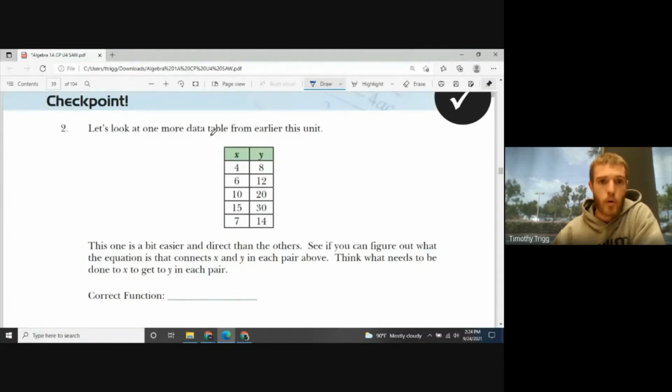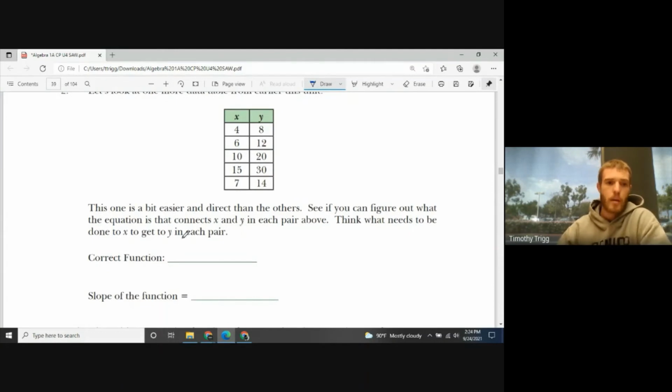Let's look at one more data table from earlier this unit. So here's another data table. This one is a bit easier and more direct than the others. See if you can figure out what the equation is and connect x and y in each pair above. Think what needs to be done to x to get each y. Okay. So what do we need to do to x to get y? How do we go from x to y?